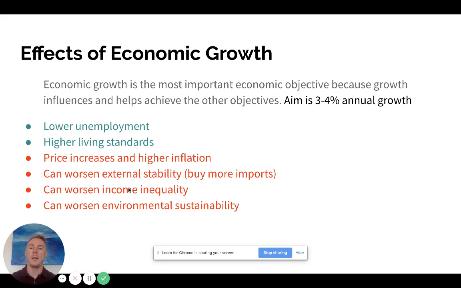It can worsen income inequality because some of the benefits of economic growth might flow more to the wealthier. Economic growth can also worsen environmental sustainability. We maybe deplete more resources or we cause more pollution and negative externalities.